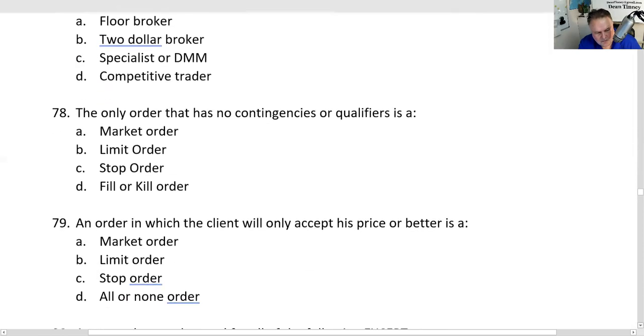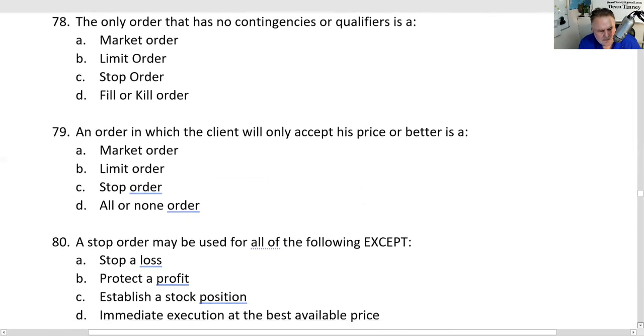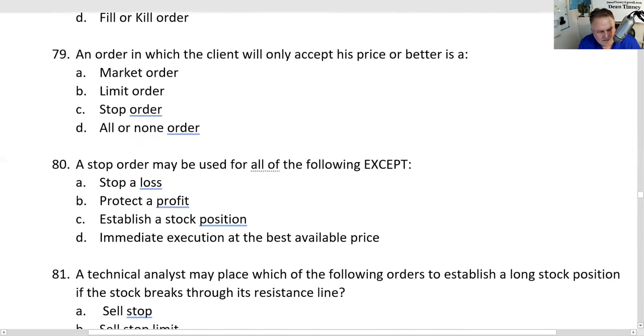Types of orders. The only order that has no qualifier, no contingency, is a market order. You want immediate execution, best available price. So the answer is A. Your price or better, that's a limit order. The 79, the answer is B.